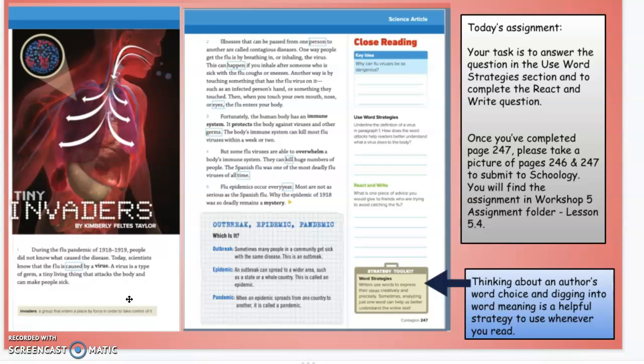Now, the last thing I really want to leave you with is when we talk about word strategies, we're really thinking about how writers use words to express their ideas precisely and creatively. Sometimes analyzing just one word can help us understand the entire text a lot better. So again, when I think about that word choice, sometimes it does help to dig a little deeper as you are reading when you are coming to specific words that will help determine what the overall meaning of that article is.